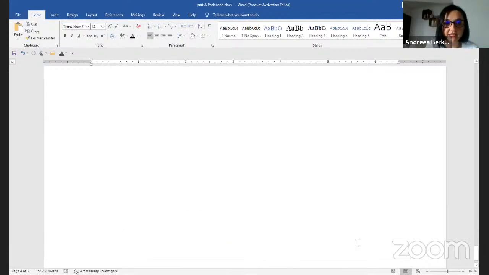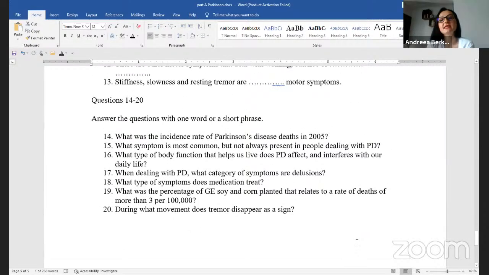Question 15. What symptom is most common but not always present in people dealing with PD? Now you would be able to reply to this question because we've had quite a lot of information on the symptoms text. So which text do you think I have to show you? The most common. Which one? C? B. No, B, because we talk about the most common symptom.